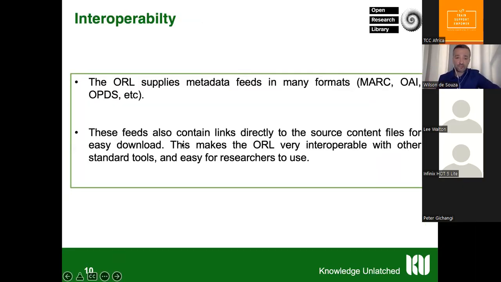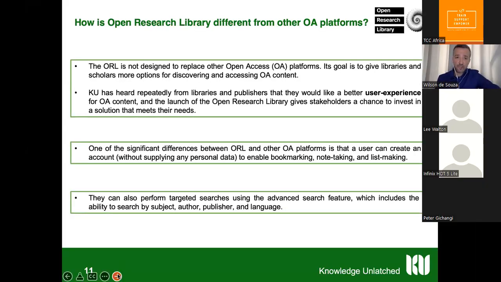So you have just one single place to index all this content in your library system. And about interoperability, the Open Research Library supplies metadata feeds in many formats: MARC, OAI, OPDS, and these feeds also contain links directly to the source content file for easy download. I think that's really useful for your academic community.